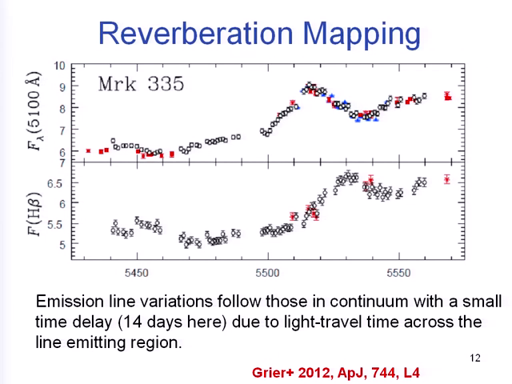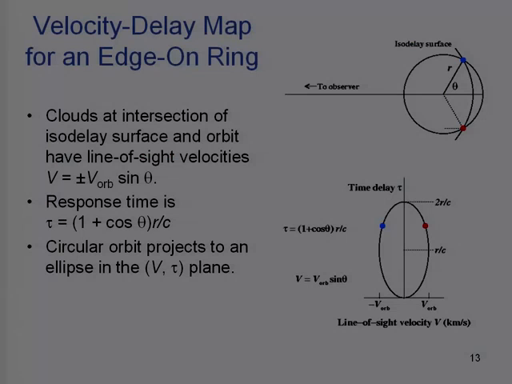Okay, so ultimately, this has led to high sampling rate reverberation mapping, where we look at how the continuum varies with time, and we see that the emission lines follow. They show the same pattern of behavior, but with a slight shift, and we interpret that shift as being the light travel time across the broad line region. In this particular case, we see that it's 14 days, and this is an intermediate luminosity Seyfert galaxy.